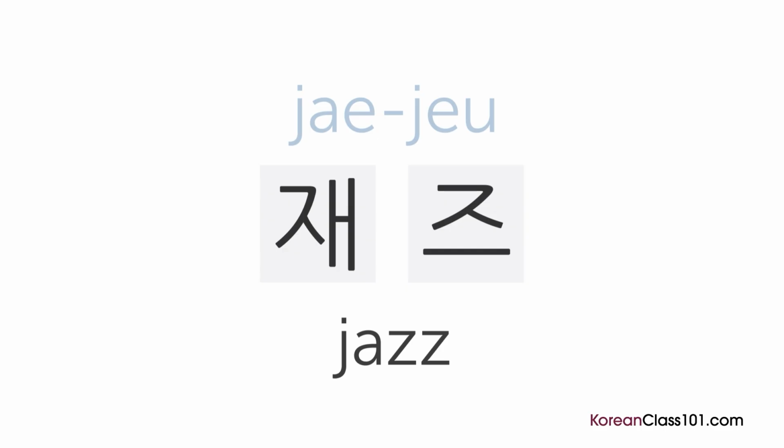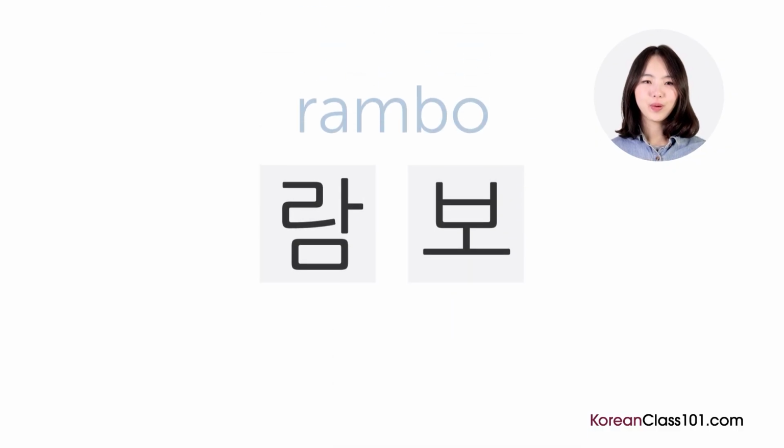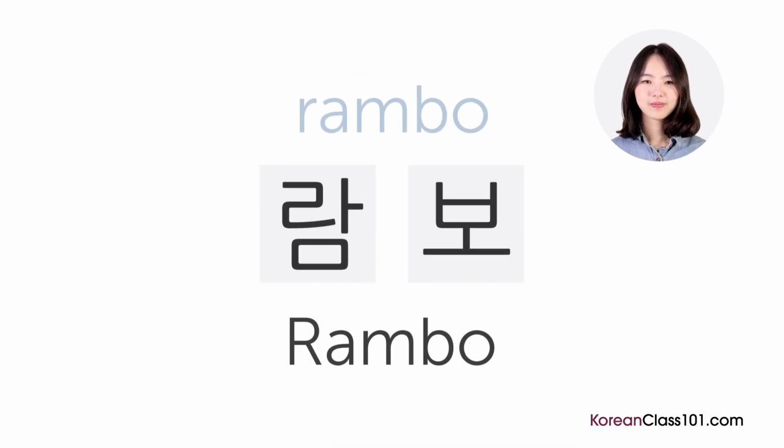The next consonant is 부. It sounds like B, as in brown. Listen to an example word. 람보.